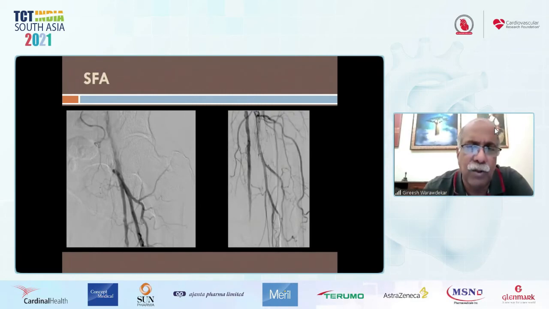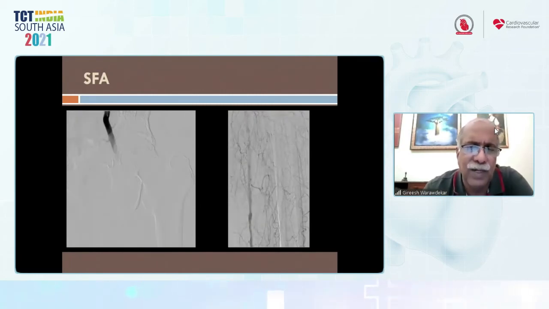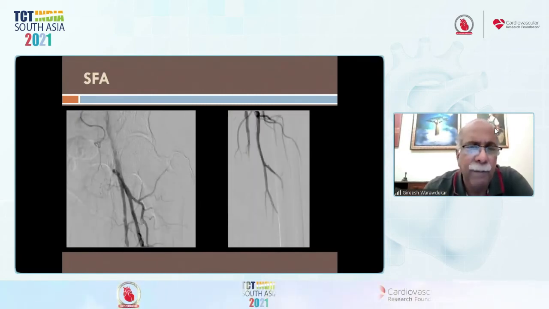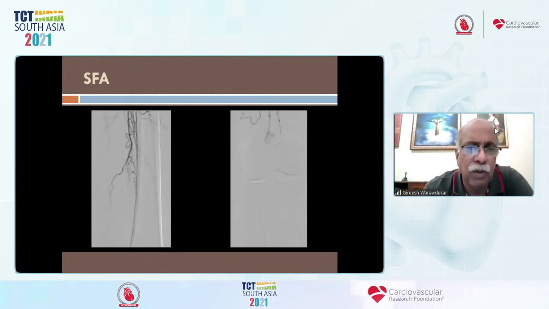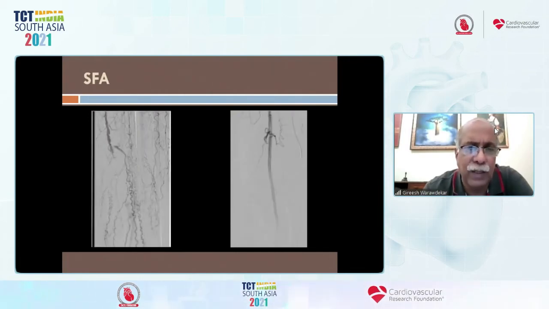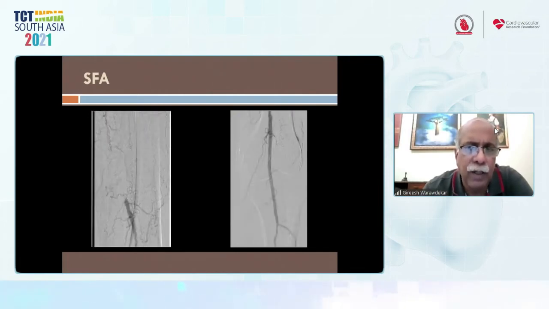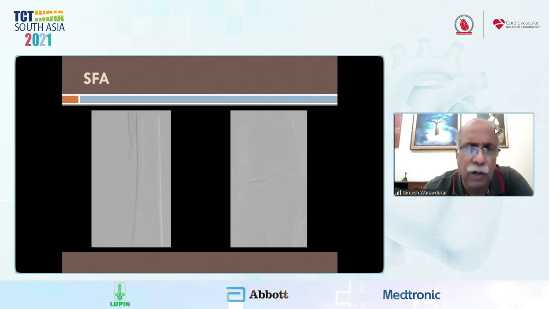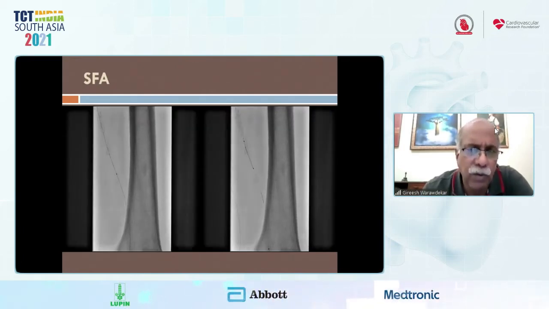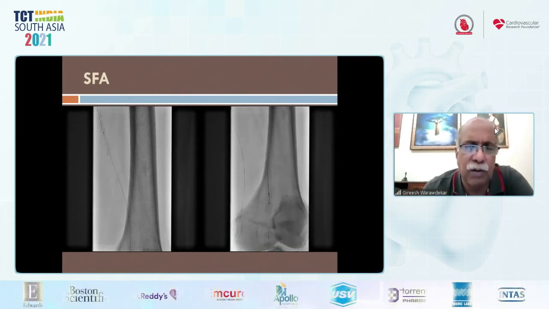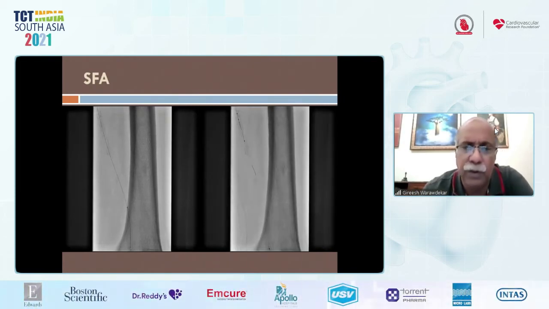This is the angio. You're seeing a diffusely diseased SFA, total occlusion with gross calcium at the adductor hiatus, and comparatively decent distal runoff. So we used a distal protection device. This is the microcatheter going across. We are delivering the distal protection device.